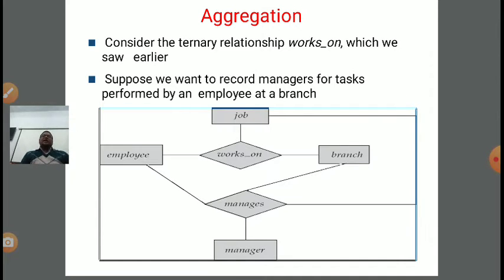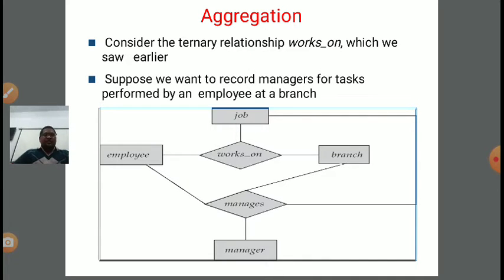As the name implies, aggregation means we are combining more than one entity, or entity plus relationship, in order to convert a non-binary relationship into a binary relationship. That's why aggregation means combine. That's why the concept is called aggregation, right?